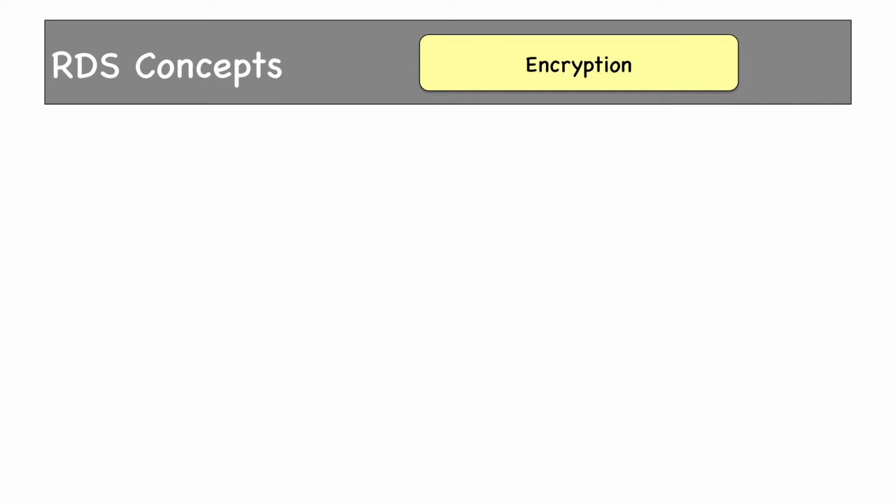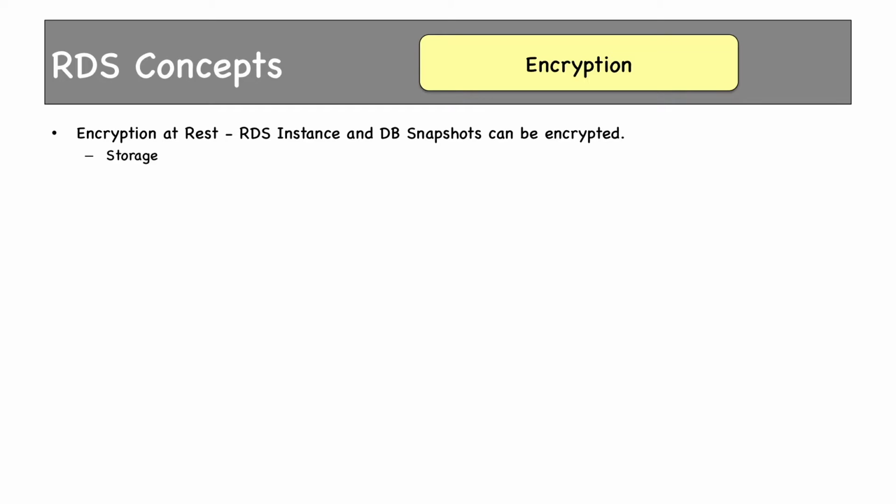Encryption is the additional security measure that can be enabled in RDS just like EBS, S3 and DynamoDB. RDS provides encryption at rest functionality. Both RDS instances and DB snapshots can be encrypted. It provides encryption at the storage layer. Automated backups are also encrypted. Read replicas from encrypted DB instances are encrypted as well. Snapshots taken from encrypted DB instances are encrypted by default.